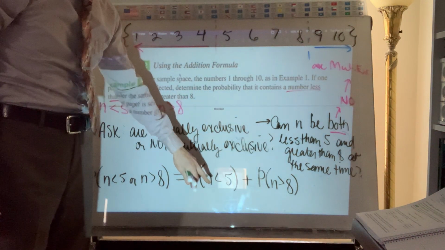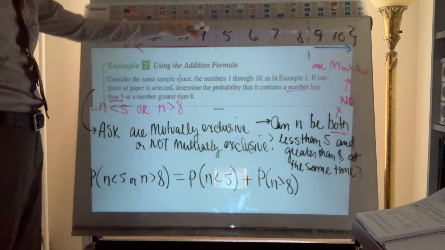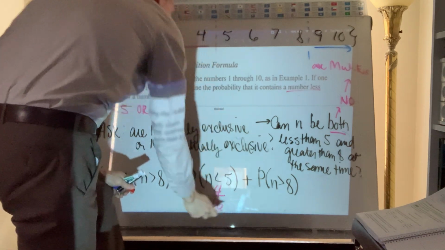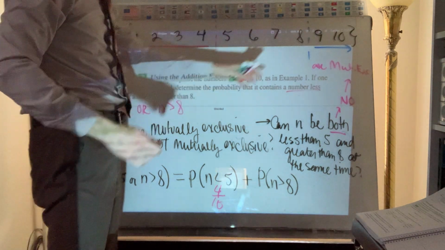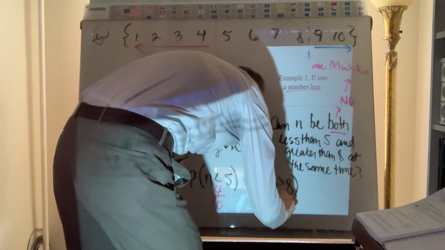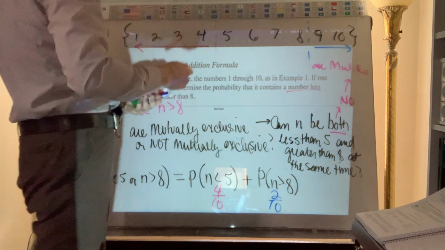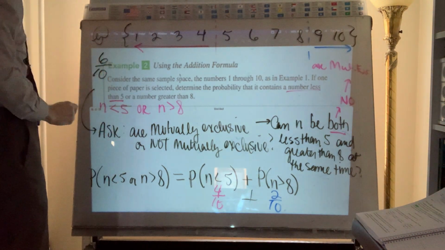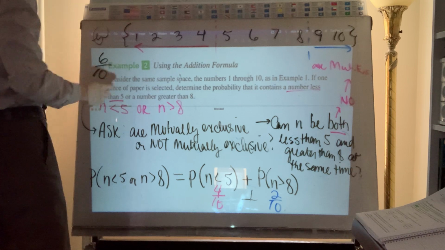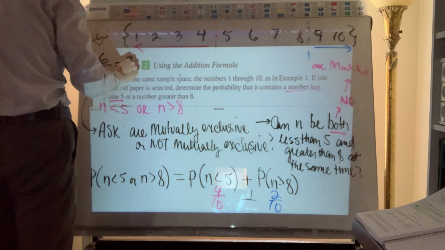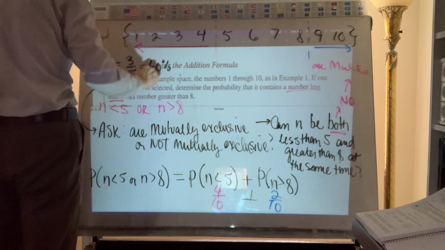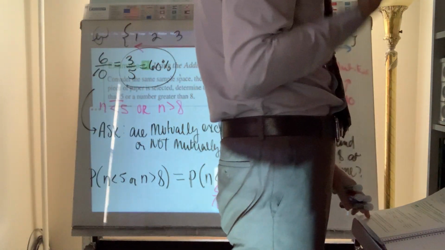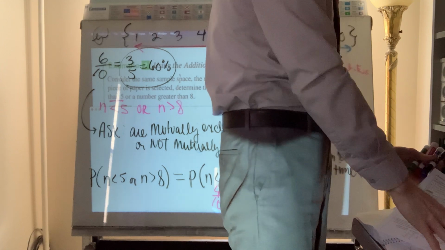Of things that are numbers less than 5, there are 1, 2, 3, 4. So that's 4 out of 10. And for things that are greater than 8, it's just 2 things. So 2 out of 10. And if you add them, it would logically be 6 out of 10. Sorry to write it up here. Which is 3/5, or you could say 60%, right? 3 out of 5, 3/5.